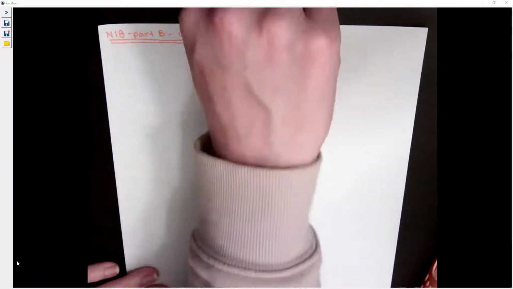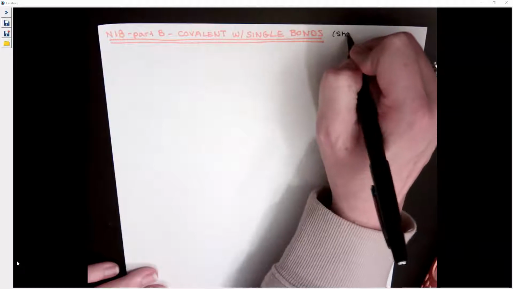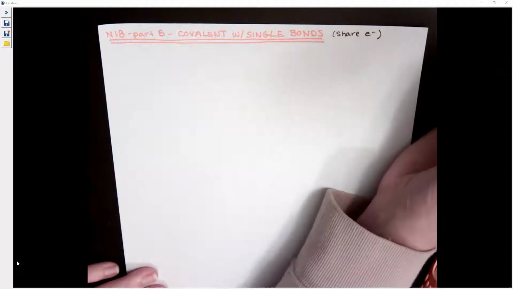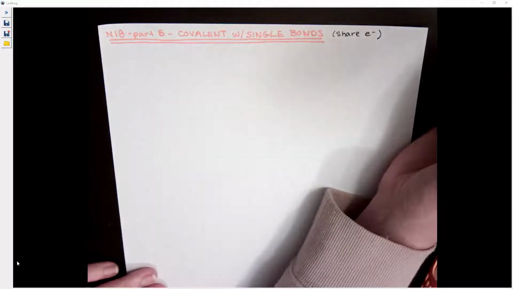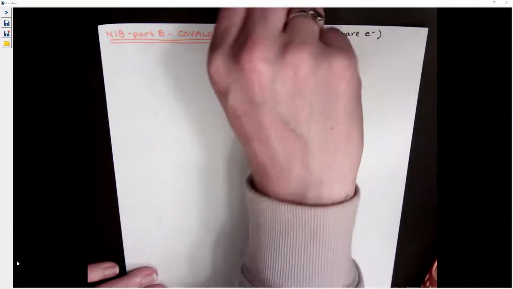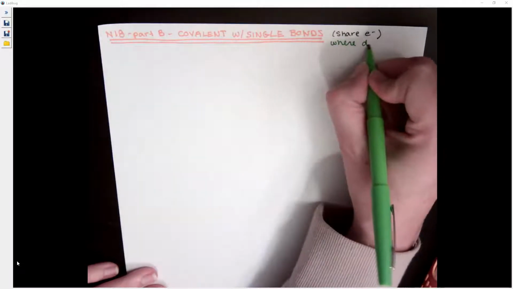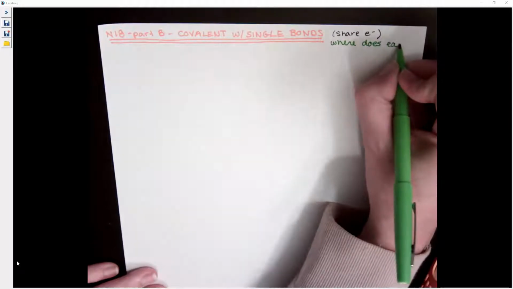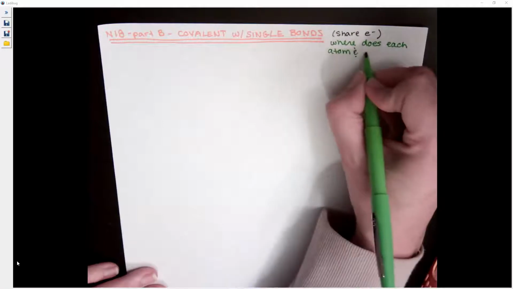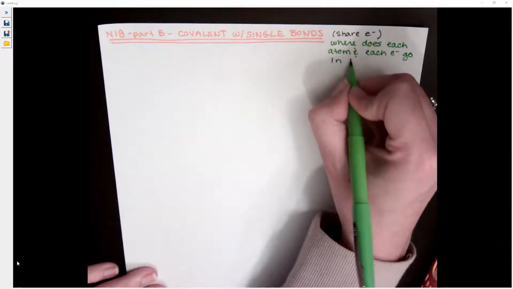So first, just a reminder that in a covalent bond we're going to share electrons. They may not be sharing equally. One element may be more electronegative and may tug harder on those electrons, but they are still being shared. The question is, where does each atom and each electron go in the structure?